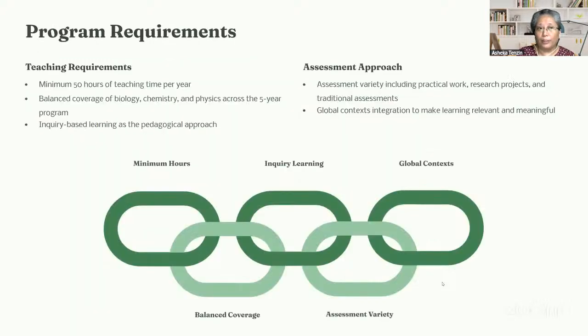Now, what are the program requirements? Program requirements are very important because if they are not met, you get a matter to be addressed. Okay, so what are the program requirements? The teaching requirements are that for each year of the MYP, there has to be a minimum of 50 hours of teaching. And if the school goes for MYP e-assessments for sciences, then the minimum hours go to 70 hours. So the minimum teaching hours should be 70 hours for e-assessments for MYP 4 and 5. And for MYP 1, 2, and 3, it has to be a minimum of 50 hours of teaching time.